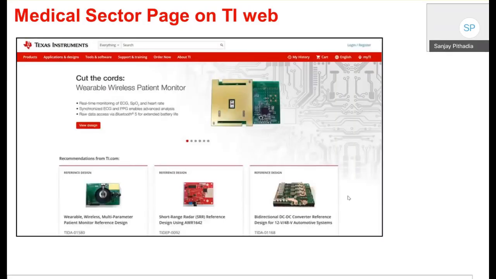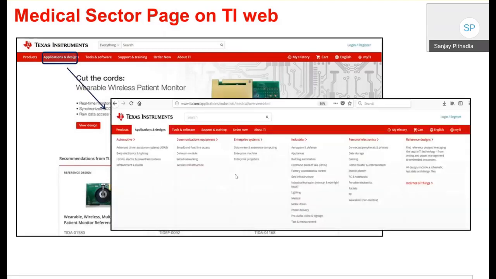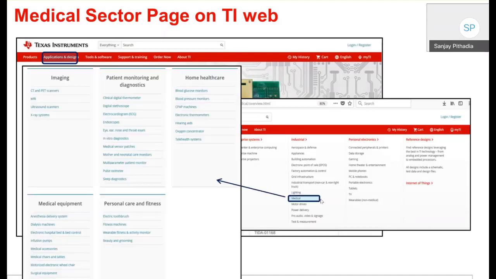If you go on ti.com, you will see there is a section called applications and designs, or applications. And in that, there is a section where you can see medical as a sector. And within medical, there are these 5 categories, which I already mentioned: the imaging, patient monitoring, home healthcare, medical equipment, and personal care and fitness. And each of these have some kind of medical product. You can see ultrasound scanners, ECG machines, pulse oximeter, ventilator, all this, and all these are clickable.